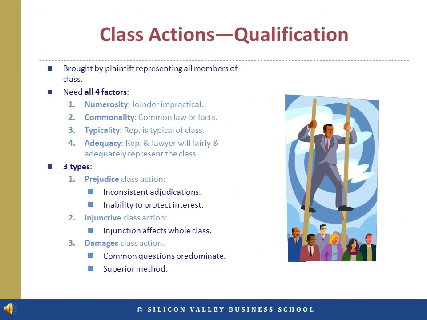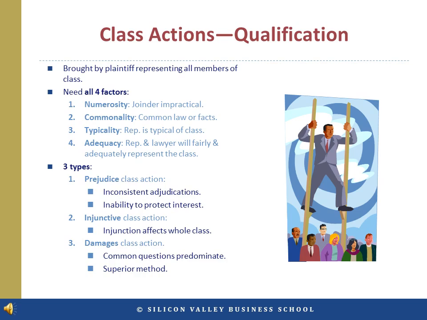A class action is a lawsuit brought by a representative member of a large group of people on behalf of all members of the group or class. This form of collective lawsuit originated in the United States and is still predominantly a US phenomenon. In order for the case to qualify for class action, all four of the following factors must apply.